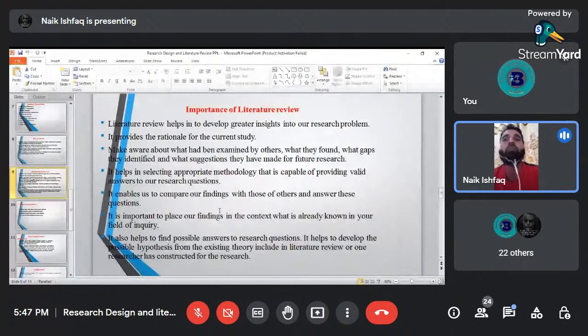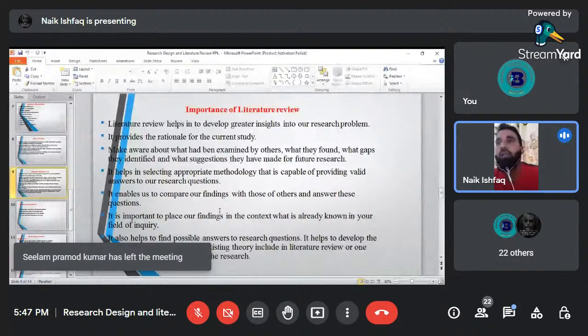It helps to develop a possible hypothesis. That means sometimes when a researcher is doing the literature review in his research, it helps him develop hypotheses. It helps a researcher to develop a hypothesis.